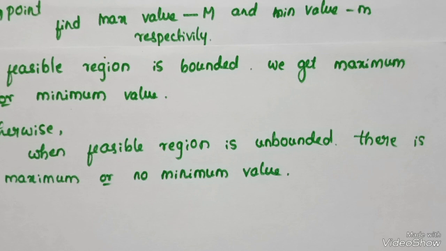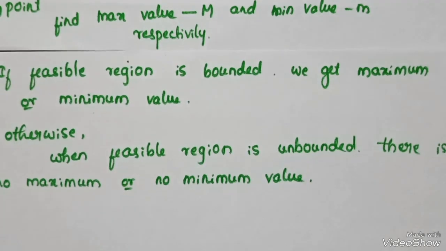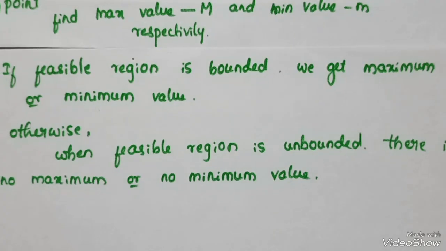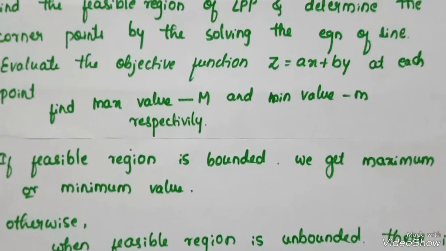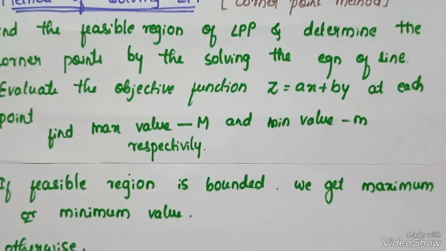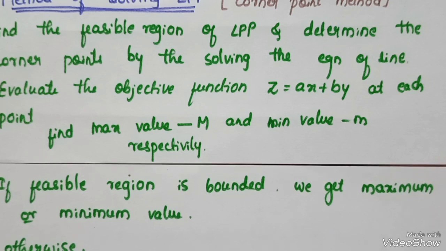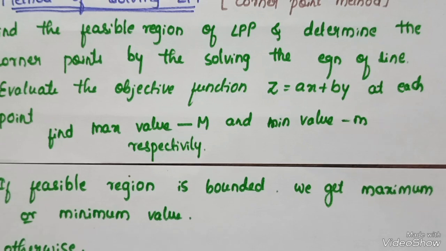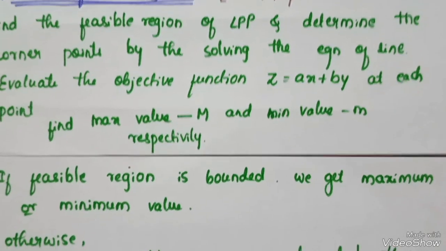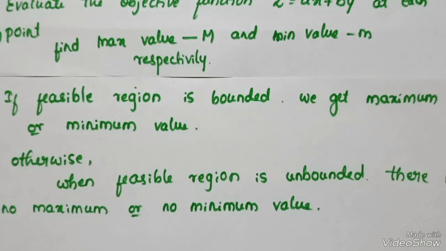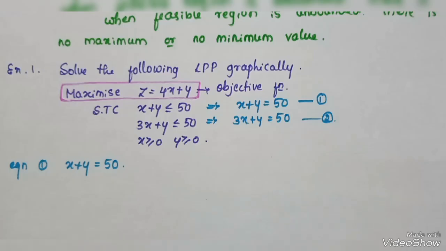These are the methods of solving LPP. Step one is to find the visible region of the LPP and determine the corner points by solving the equations of the lines. Then evaluate the objective function z equals ax plus by at each corner point to find the maximum and minimum values. Third, if the visible region is bounded, we get a maximum or minimum value. Otherwise, taking equation 1.